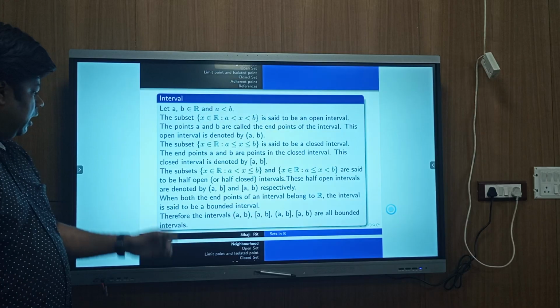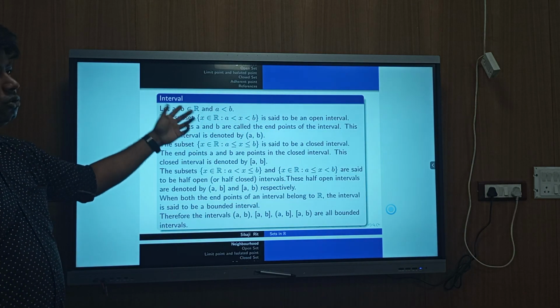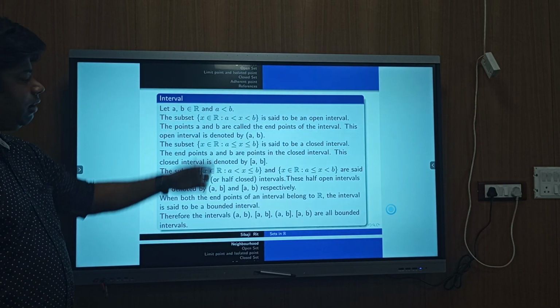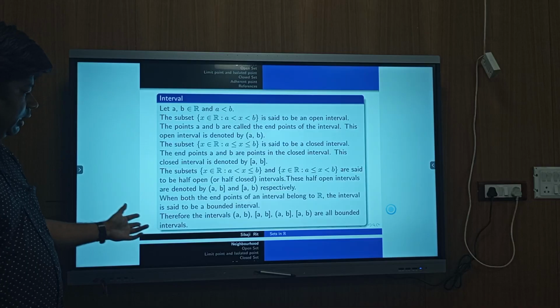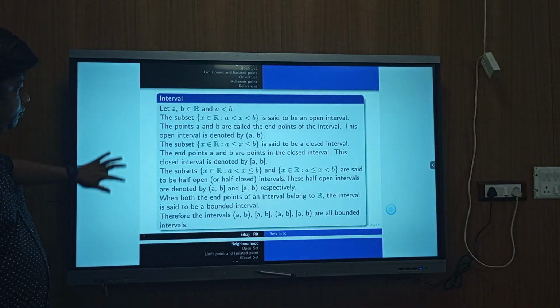The interval is said to be a bounded interval because a and b belong to R and these are finite numbers. So these intervals are bounded intervals. Therefore, all the given intervals are bounded intervals.